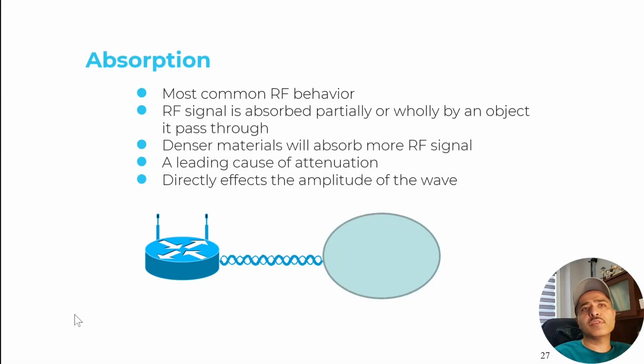Now, absorption, as I mentioned, is when a signal passes through a certain body or a certain material, and the material absorbs it, partially or completely depending on the material you're using. So I need to understand that from a behavior perspective, and it's the most common one, right?